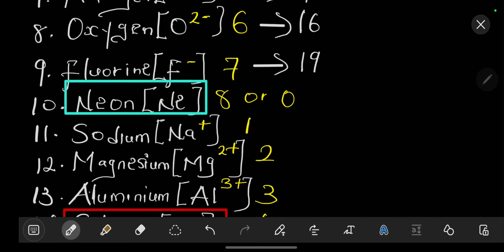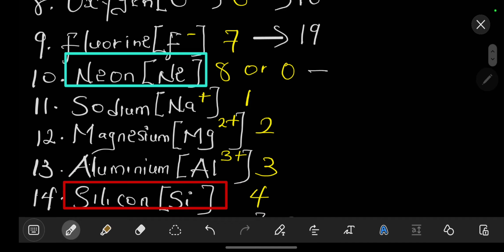Neon is an even number. You see that now? So we're not going to add 1 after multiplying. So 10 times 2 gives us 20, and that's all. No addition of 1. Sodium is the 11th element. So 11 is an odd number. 11 times 2 gives us 22. We're adding 1 because sodium is an odd number. So 11 times 2 plus 1, that is 23.